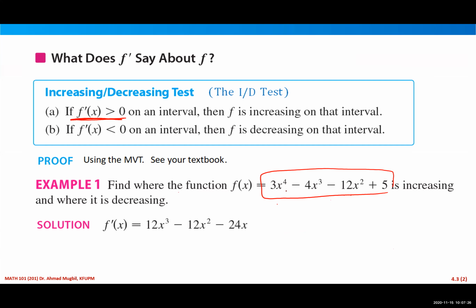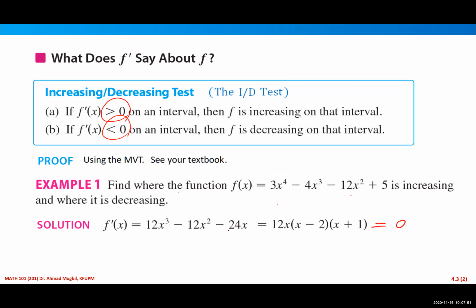So now this is the first derivative. It is a polynomial, so easy. Now you need to factor this because you need to know where it is greater than 0 and where it is less than 0. To know that, you need to know first where it is 0. So you will put it equal to 0 and solve this equation. You need to factor it.